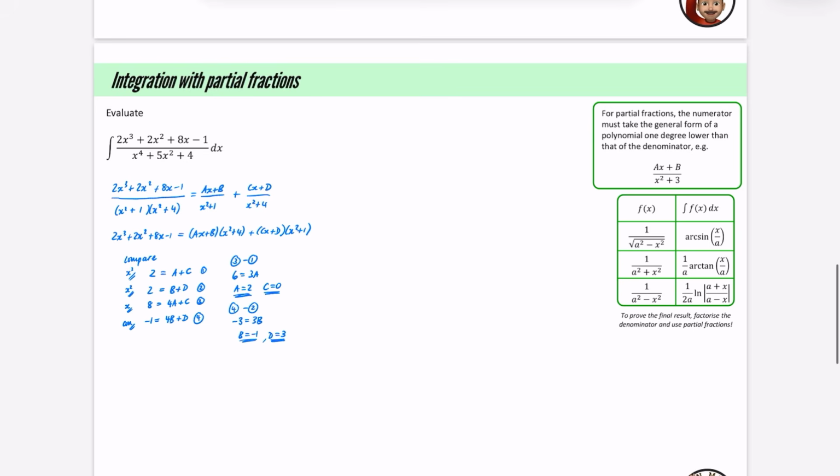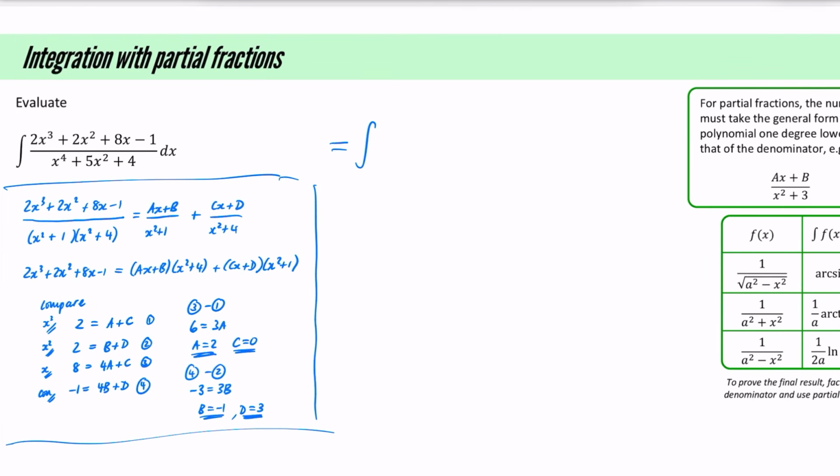So now that I've got it written like this, I can actually go ahead and do the integration. So I'm going to just sort of pretend. Let's just box that off. I'm going to pretend that this expression is written right next to the equal sign, okay? So I'm actually integrating it with these new coefficients. So a is 2 and b is minus 1. So this is 2x minus 1 over x squared plus 1. C is 0 and d is 3. So it's plus 3 over x squared plus 4, with respect to x. Okay, so we've done the partial fractions.